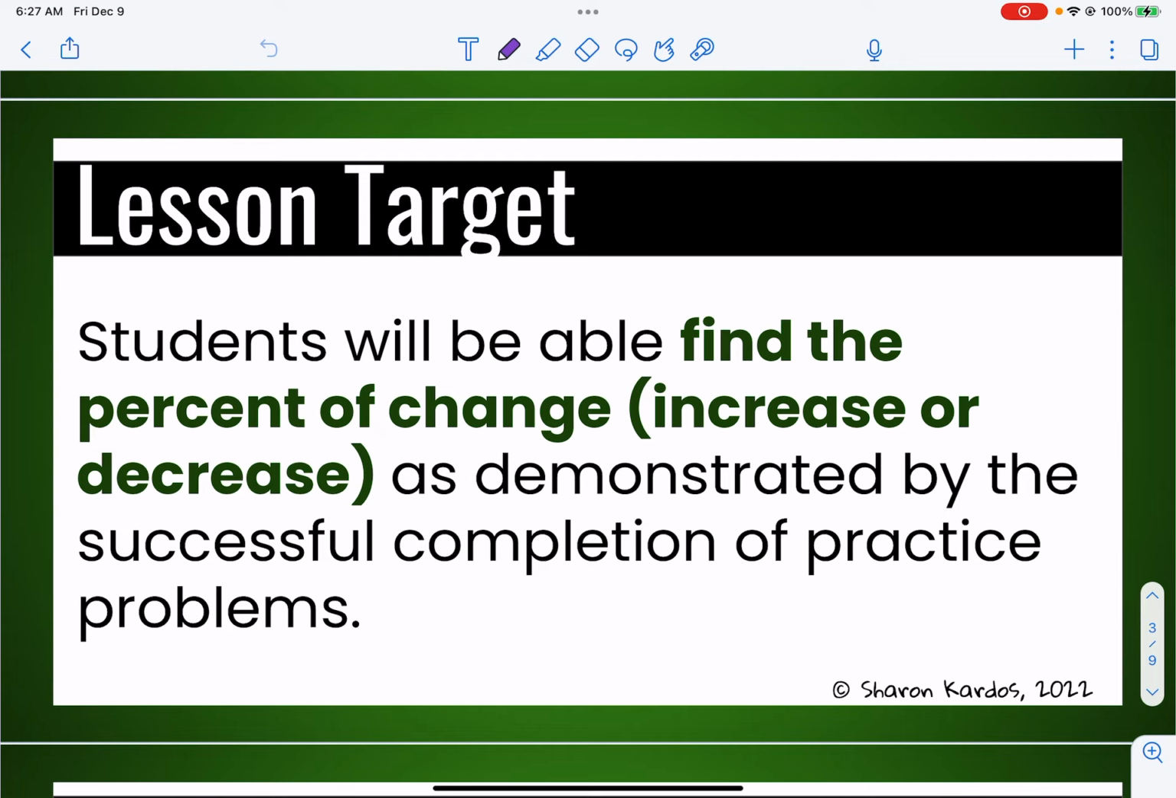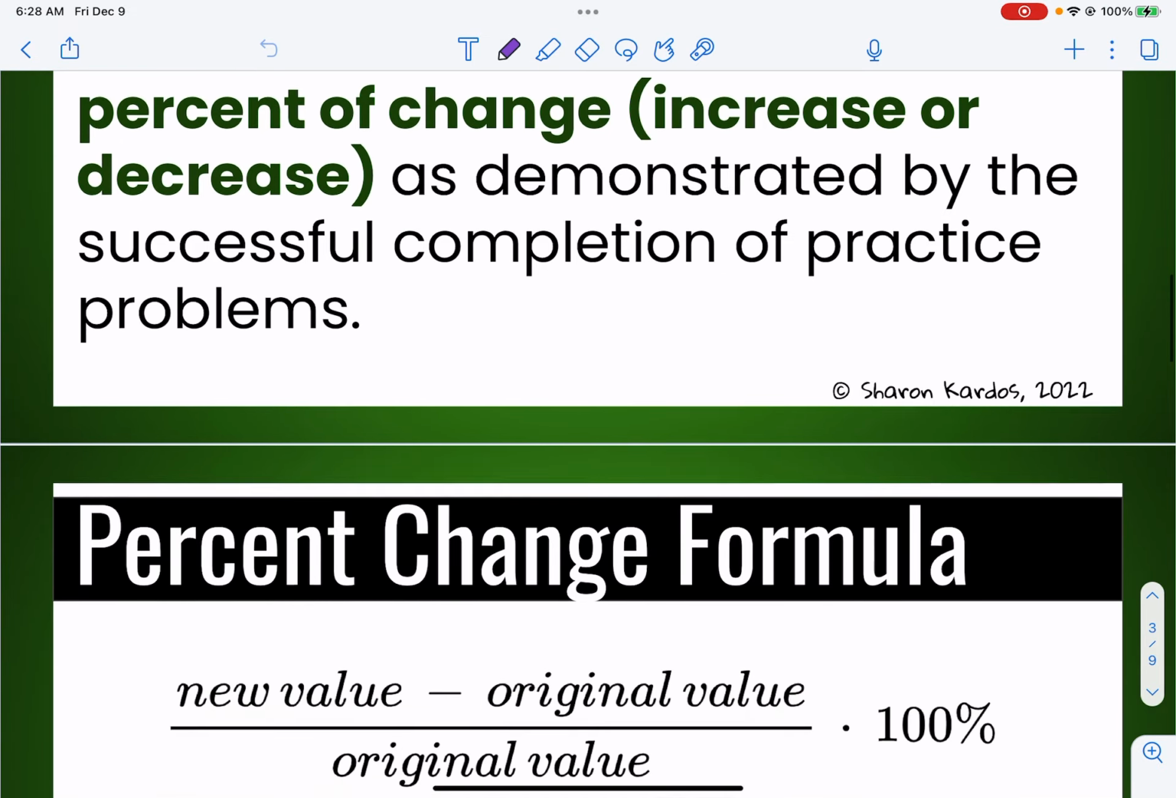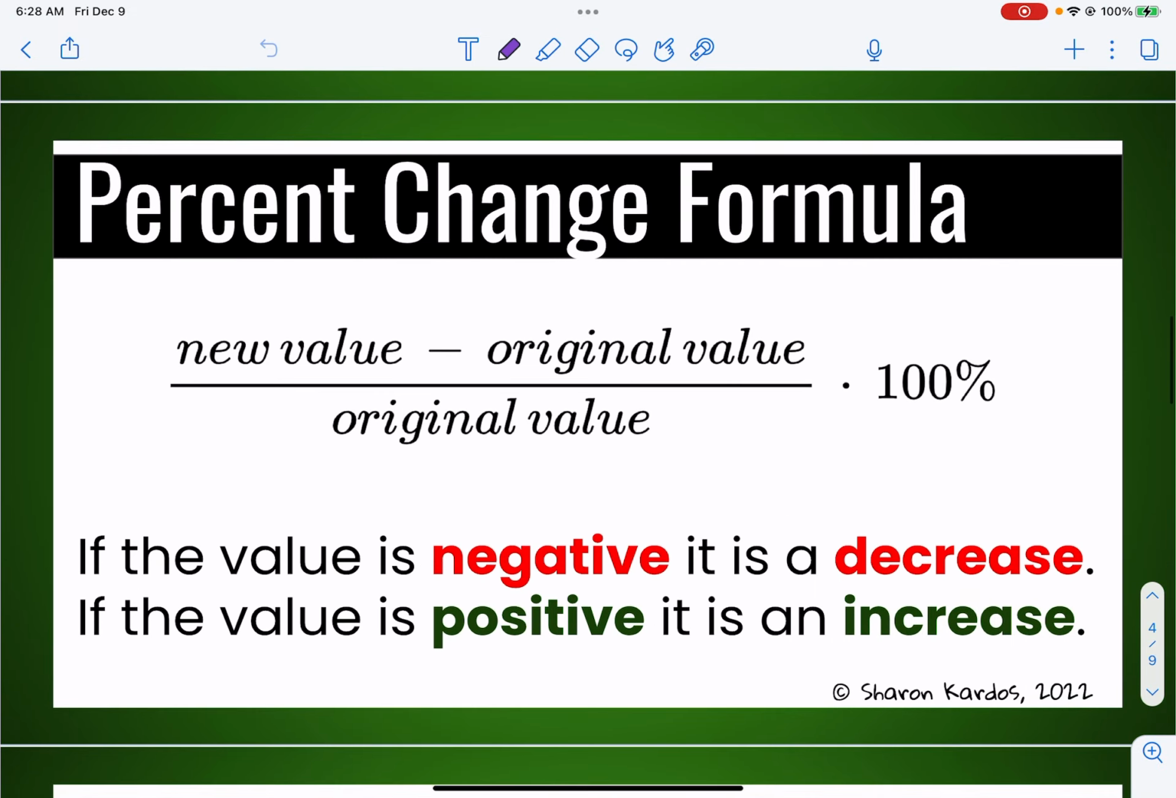So our lesson target for today is that we will be able to find the percent of change or the percent increase or decrease, as demonstrated by the successful completion of a couple of practice problems. What's really nice about the percent change is that we have a little formula that we can follow. As long as we can remember this little formula, then it shouldn't be very difficult for us to just substitute in the numbers and find our answer.